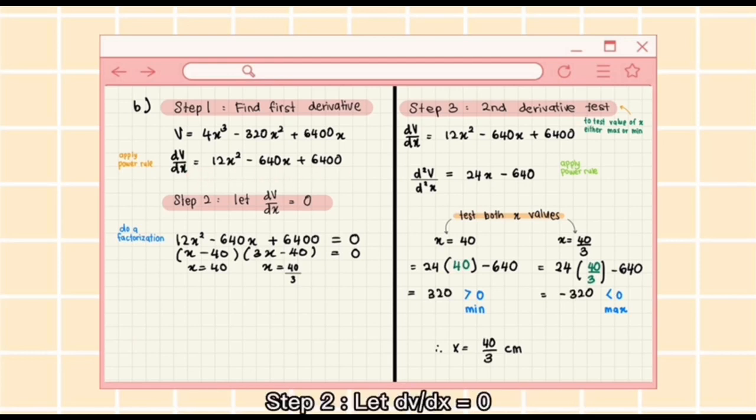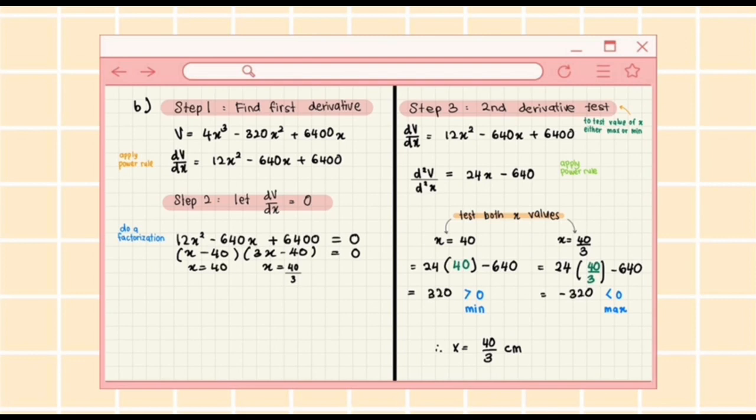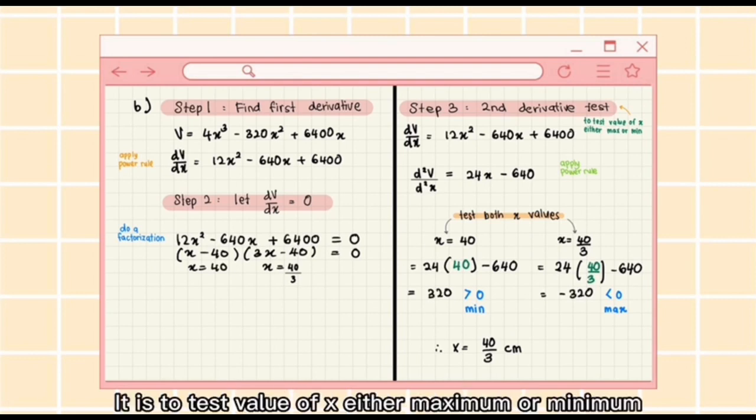Step 2, we need to let dV over dx equal to 0, like this. And then we do a factorization, and we will get x equal to 40 and x equal to 40 over 3. Step 3, we need to do the second derivative test. It is to test the value of x, either maximum or minimum.